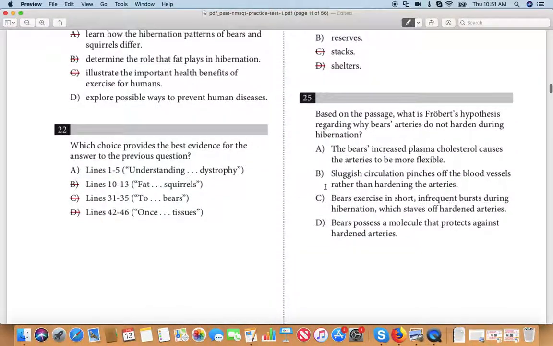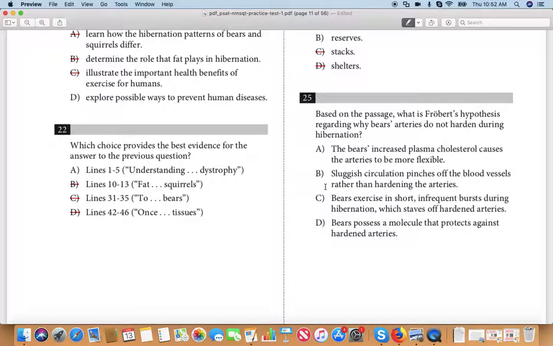Number 25. Ooh, it's a tricky one. Irene, go to 25 for me, please. Based on the passage, what is Frobert's hypothesis regarding why bears' arteries do not harden during hibernation? What's a hypothesis, Irene? Do you know what that is? Before you do an experiment, you can have a hypothesis.